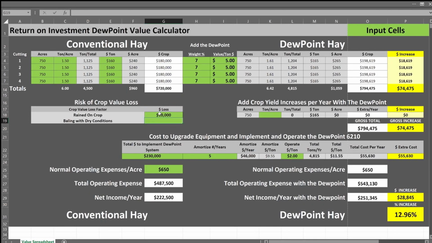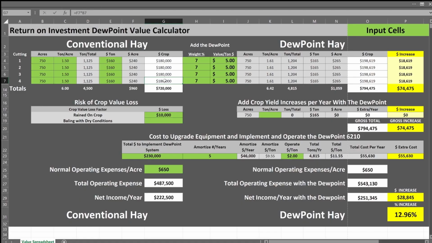On fourth cutting, it's miserable, it's dry, it's terrible. It's hard to put up good hay in this particular region on this farm on fourth cutting. And so we're going to really struggle. We're going to have another $10,000 worth of losses because we're baling hay that's just too dry, but we've got to stay on schedule, so we've got to do it.